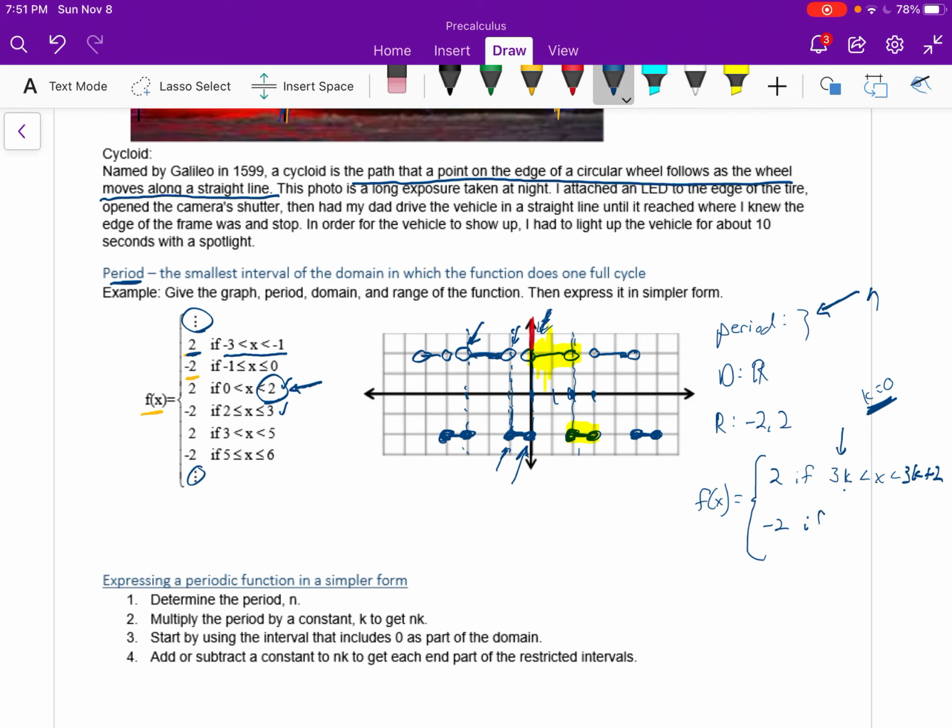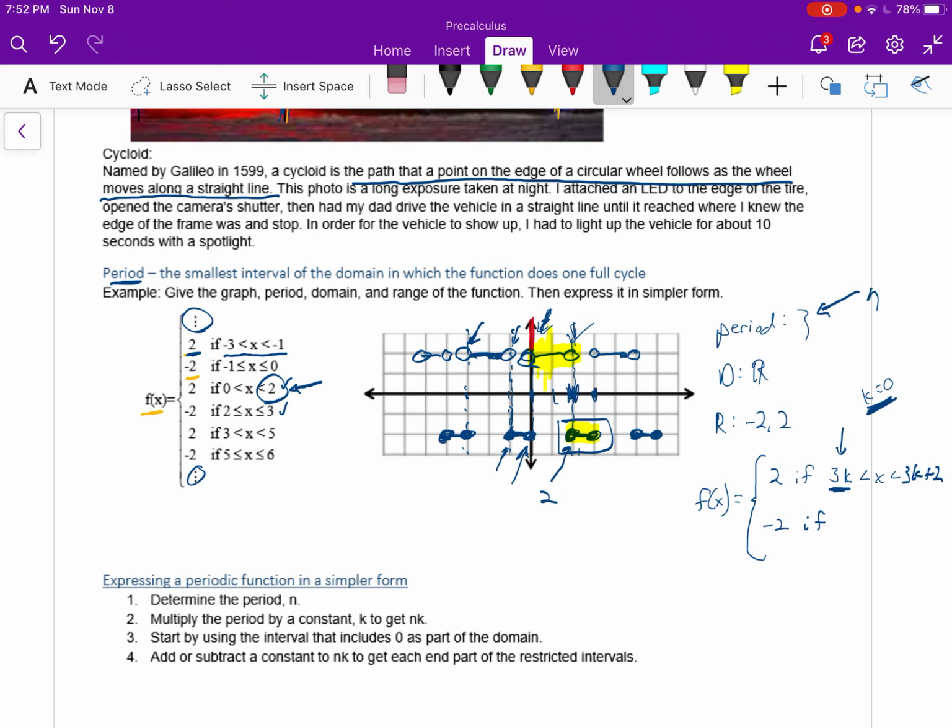And then, so again, the 3k, if k were 0, that would give me 0. So I don't have to add anything to 3k if k was 0. That would get me this spot right here. And then I had to add 2 to get the end of this interval. I have both less thans. I don't have less than or equal to because they're open circles. And when did it equal negative 2? Well, equal negative 2 starting at 2 and going up to 3.